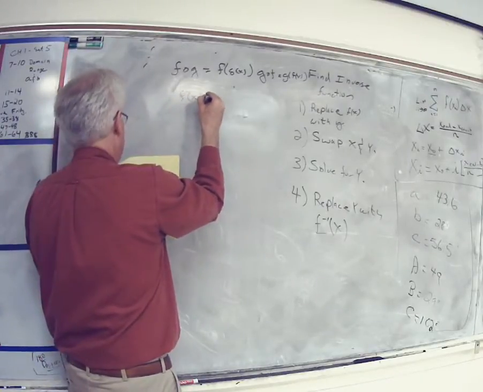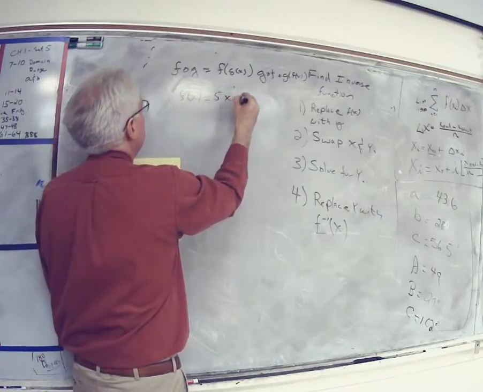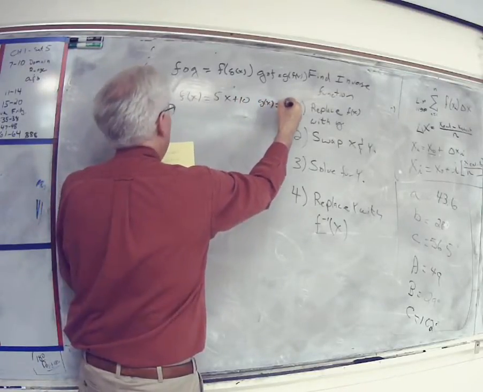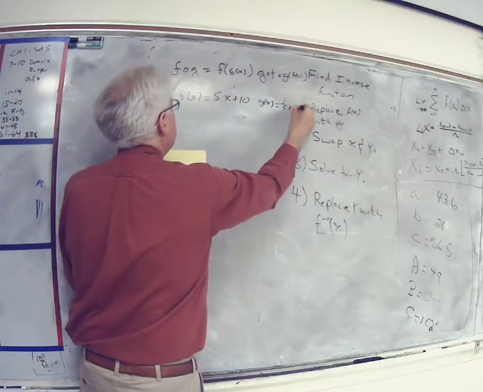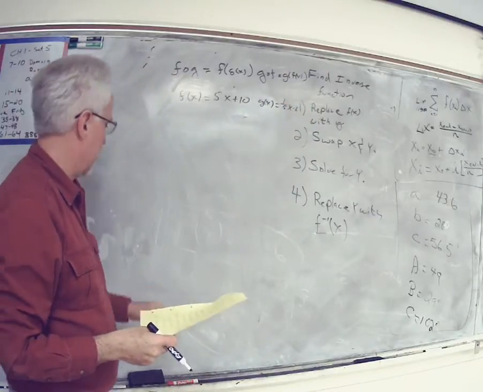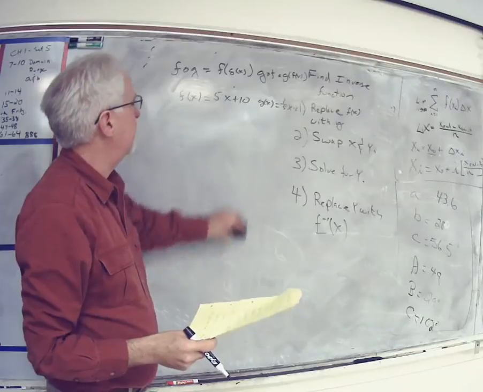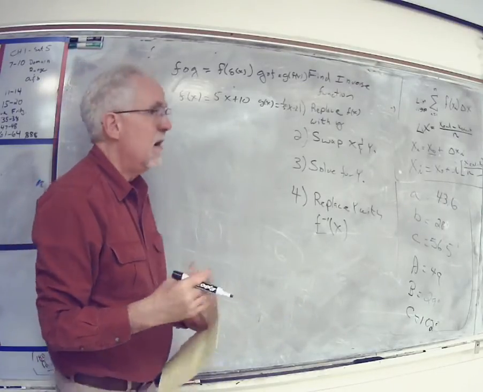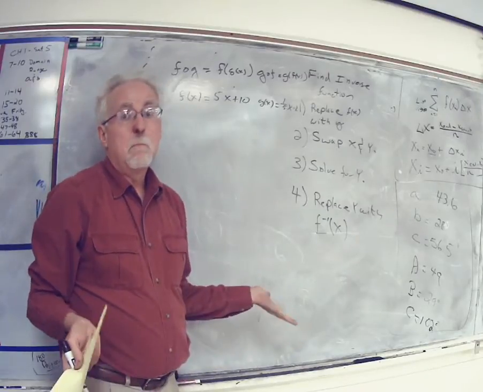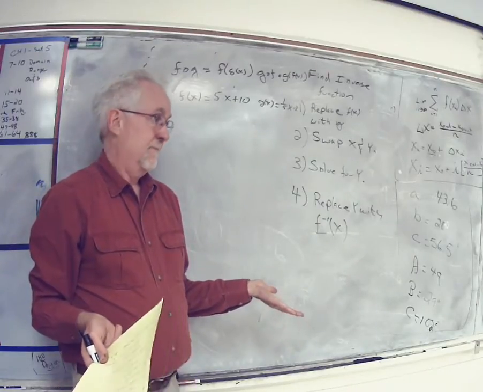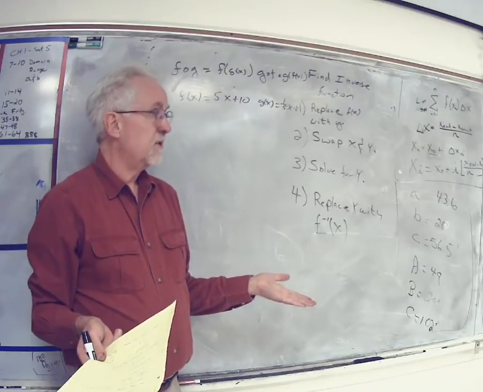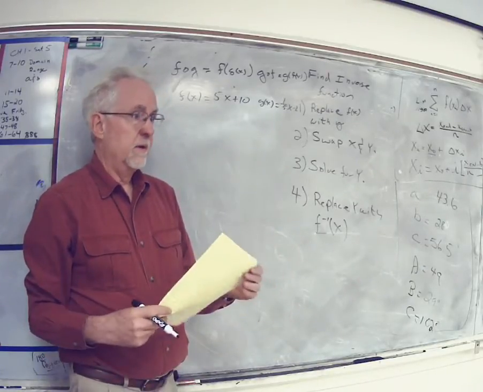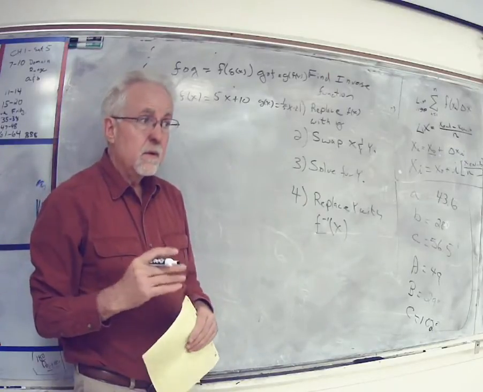So I'm going to give you an f and a g. f of x is equal to 5x plus 10. g of x is equal to 1/5 x minus 2. Now I ask you, are f and g inverses? Well, instead of saying yes or no, what should I do? I should find f of g of x and g of f of x.